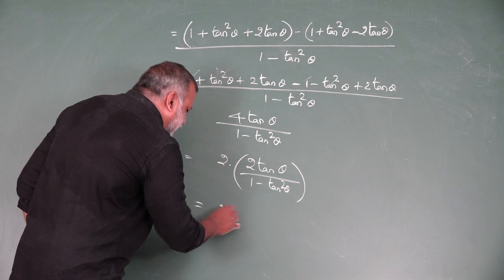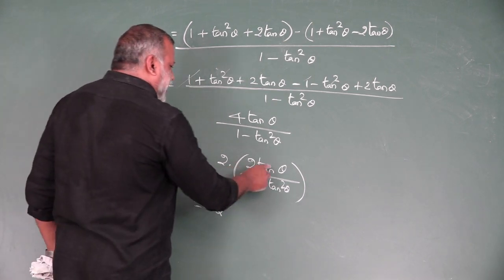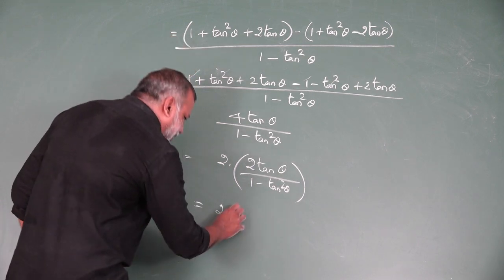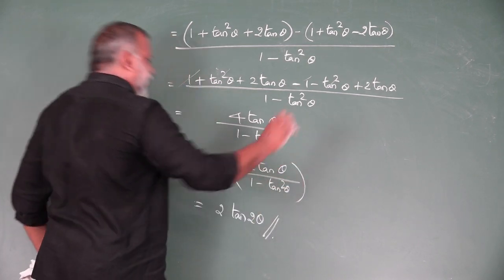So we can write it using the identities. The multiple angle identity we already know: 2 tan theta divided by 1 minus tan square theta is nothing but tan 2 theta. This is your required proof.